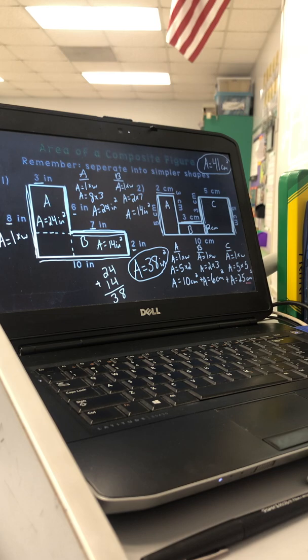Now, just like number 1, there's multiple ways to solve for that answer. But again, what's most important is picking out the correct measurements for your lengths and widths.